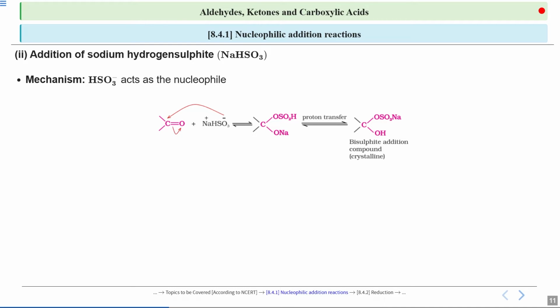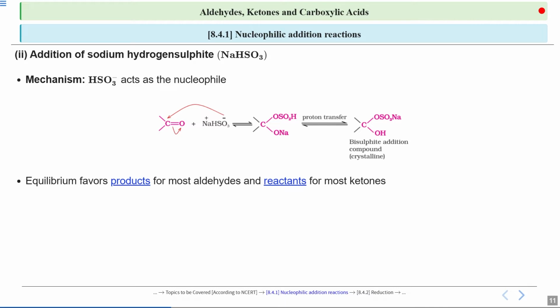And then there is proton transfer. The proton from SO3H gets transferred, so this becomes OH, and to balance the negative charge here, the Na gets attached to OSO2. So you get OSO2Na and OH. So this is a bisulfite addition compound.